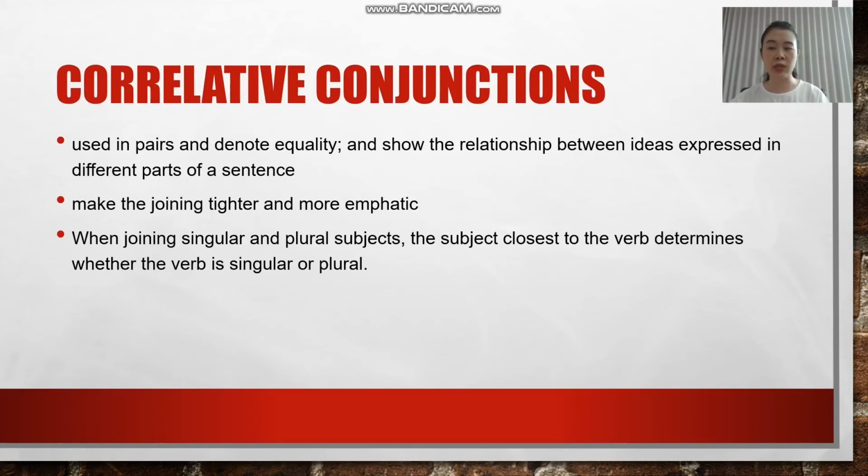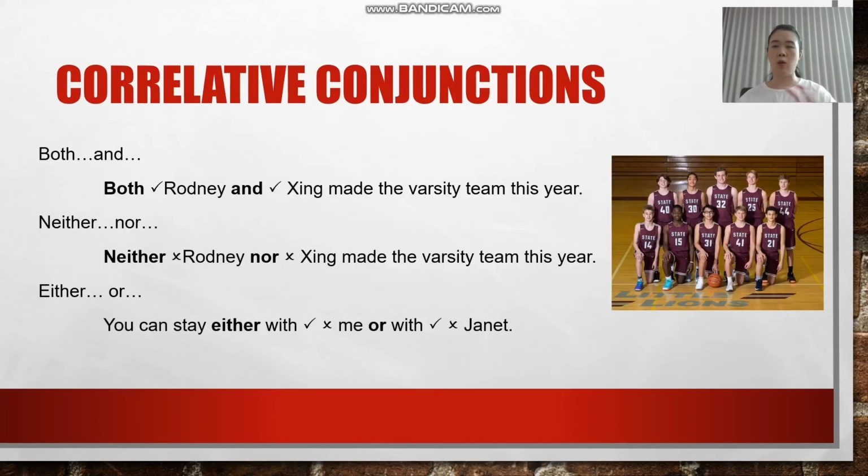And when joining singular and plural subjects, the subject closest to the verb determines whether the verb is singular or plural. So it means that we are using correlative conjunctions to join, and then there will be one noun that will be pretty close to the verb, and we will consider which form of the verb to use by looking at that noun. Okay. We have some examples here, like the conjunction both and.